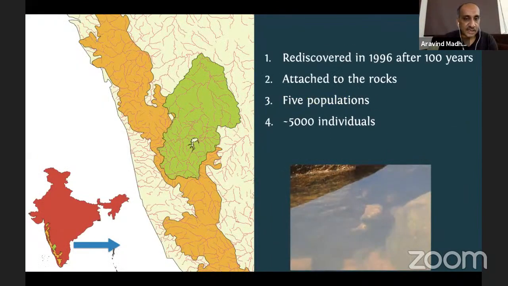And this is the current distribution, that is the green color here. Right now, it is only known from Tunga and Bhadra river system of the Western Ghats. So, as I told earlier, it has been rediscovered in 1996, attached to the rock. And there are only 5 populations of less than 500 individuals surviving in the 2 rivers of the Central Western Ghats.